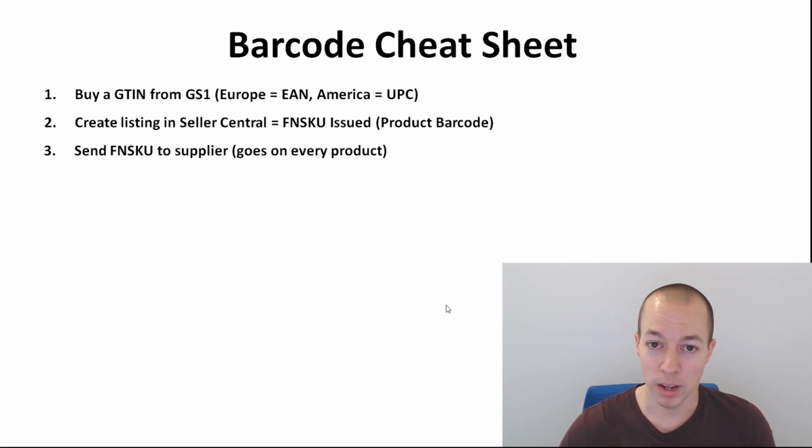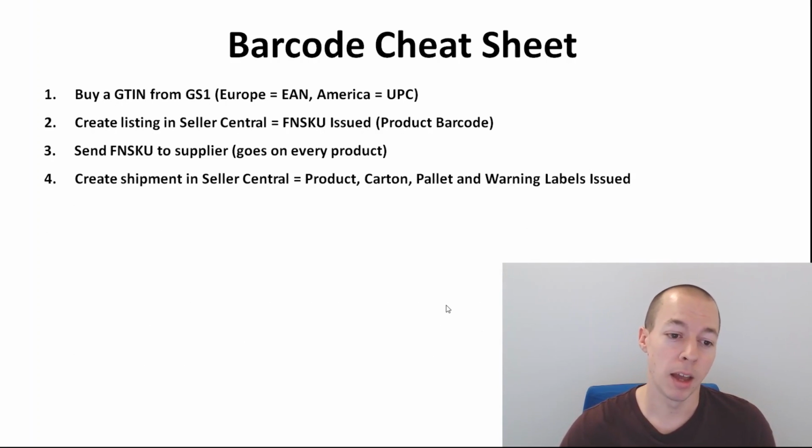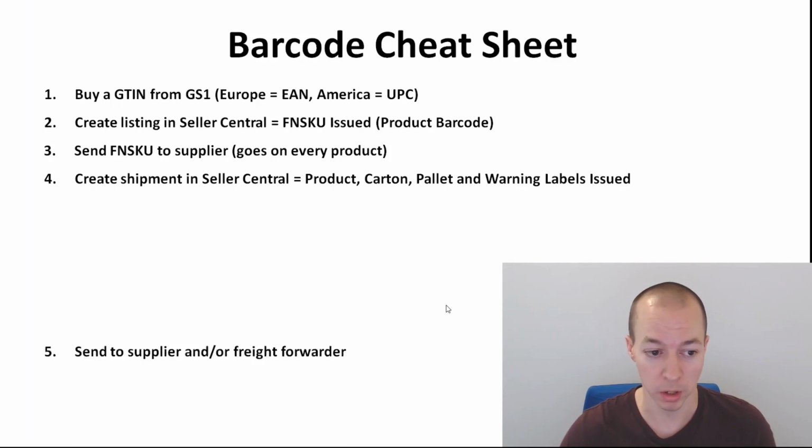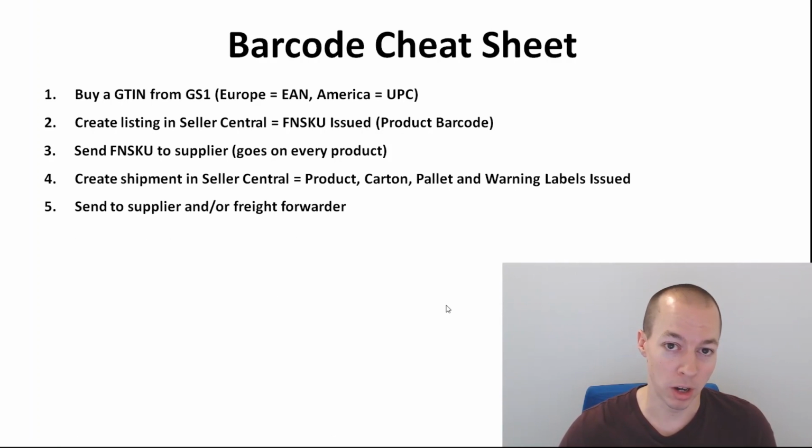You then send your FNSKU to your supplier, and they will put it on every single product. And then you need to create your shipment in Seller Central, where you will then be issued with your product barcodes, which you can send to your supplier, your carton barcodes, and if necessary, pallet and warning labels as well. And then you send all of those to the relevant supplier and or freight forwarder, and that's it. So it's a lot easier than all those initial terms make it appear to be.